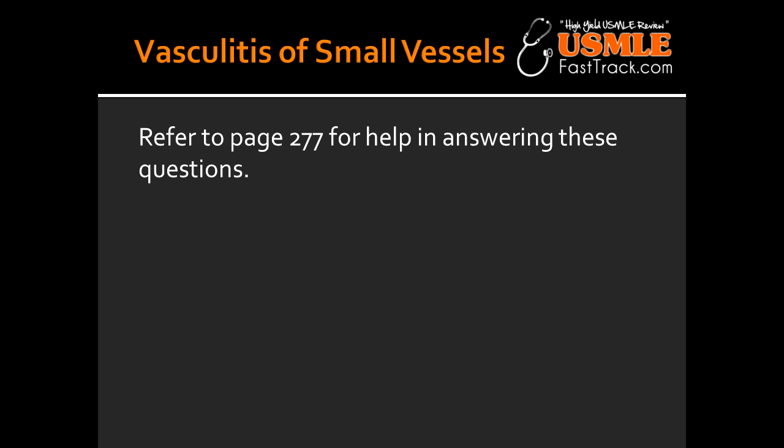What is the most common childhood systemic vasculitis? The most common childhood systemic vasculitis is Henoch Schonlein purpura. And one thing to note about this is that it follows an upper respiratory tract infection. What is the classic triad for Henoch Schonlein purpura? The classic triad is that on the skin there would be a palpable purpura on the buttocks or the legs.